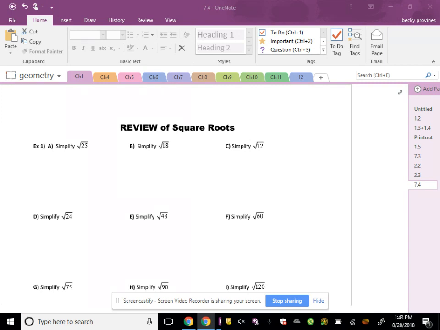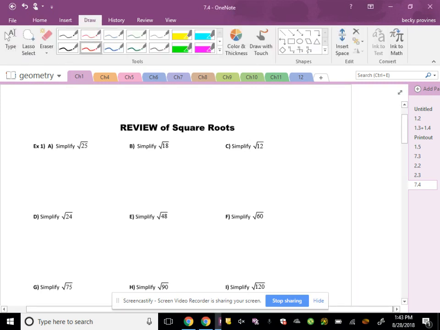So, for instance, let's just start with something we all know. If I say, what's the square root of 25? Now, for the sake of geometry class, we're going to say all the answers are positive. If you're currently taking Algebra 2, your teacher's going to tell you that your answer is positive or negative, and that technically is true.